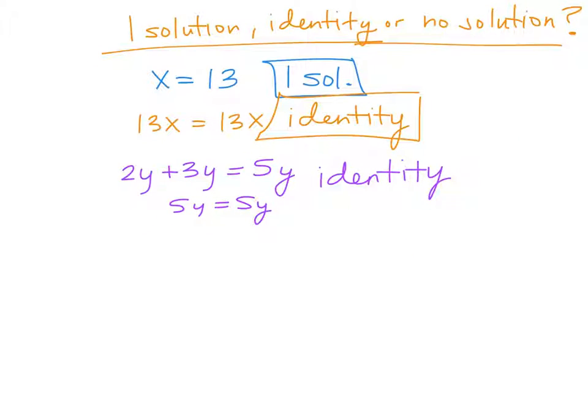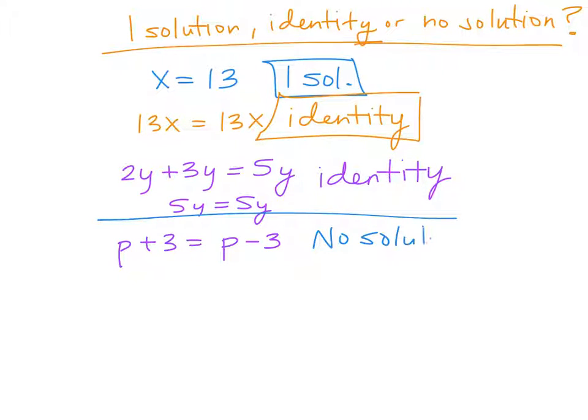Okay, what if I say p plus 3 equals p minus 3? That would be no solution. Those are different. And if you try to solve it, if we took the p's away, it would say 3 equals negative 3, which is not true. So that's no solution.